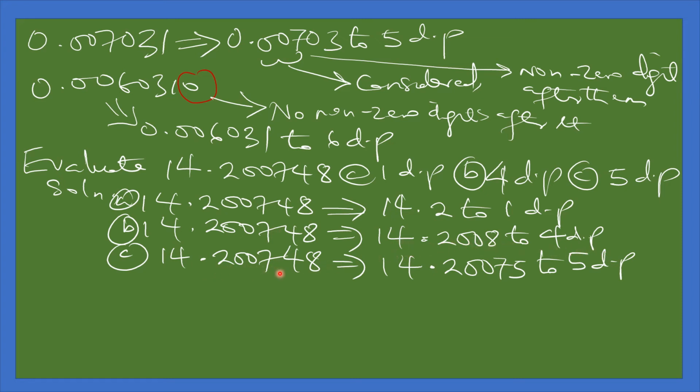Now to 5 decimal places, we know that the last figure here is 8, so we have to increase the previous figure by 1, which is 5. Since they said to 5 decimal places, the answer will now be 14.20075. As easy as ABCD.